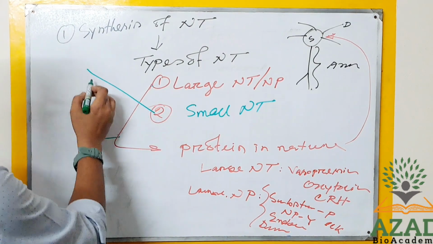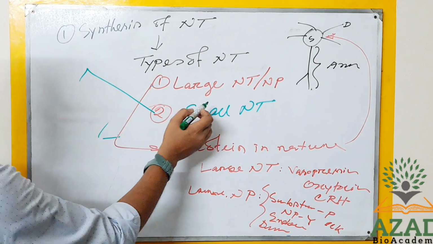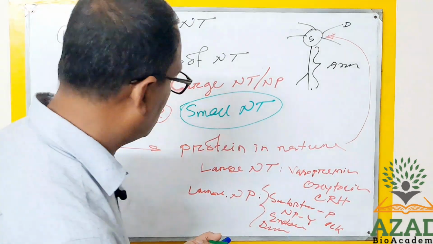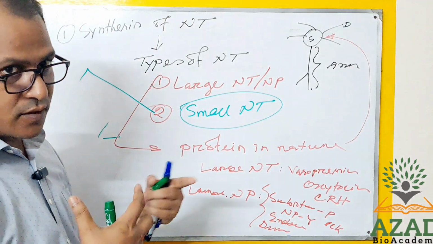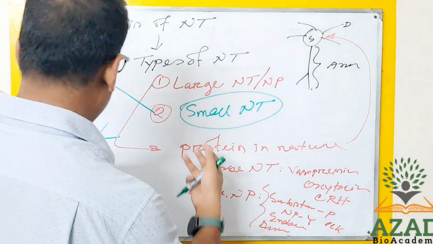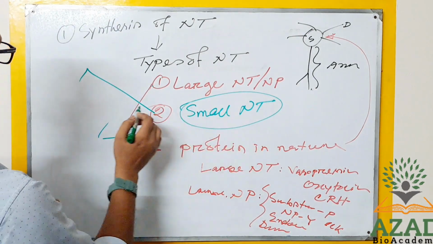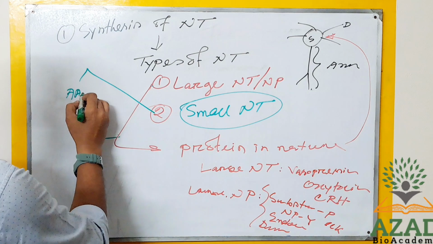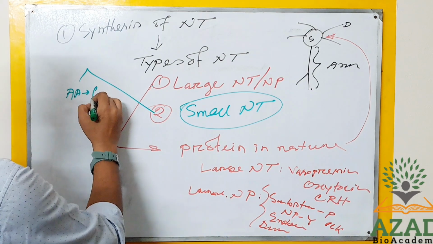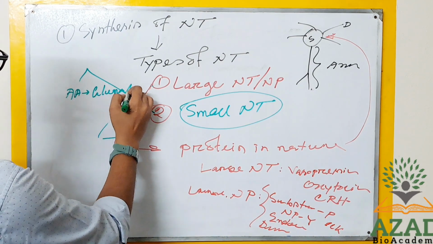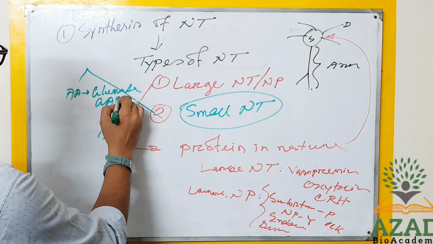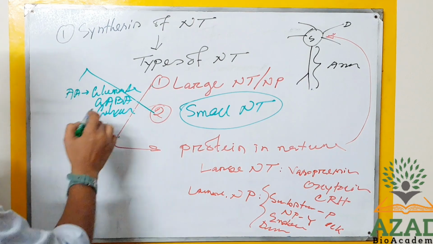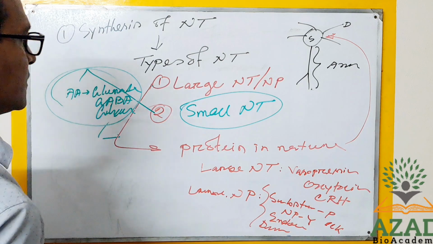So this is one, and the second one is a small neurotransmitter. So you can consider a small neurotransmitter. So molecular size is narrow, and it will work very fast, very quick. And if I just categorize in different way, that is simple amino acid. You can think like glutamate. You can think about GABA. You can think glycine, like that. These are the simple amino acid.